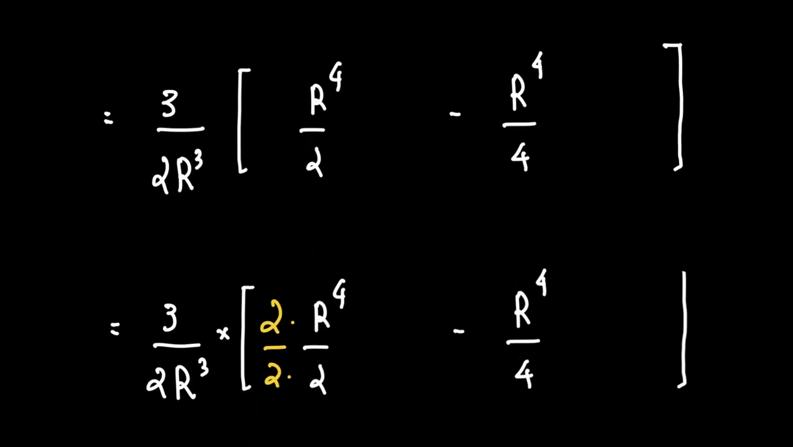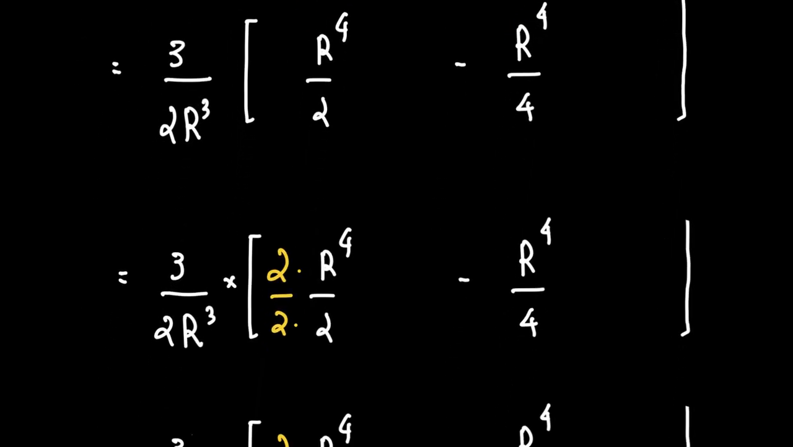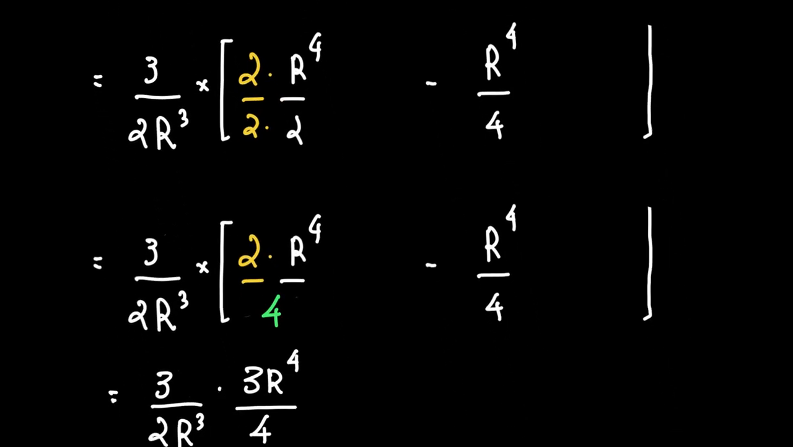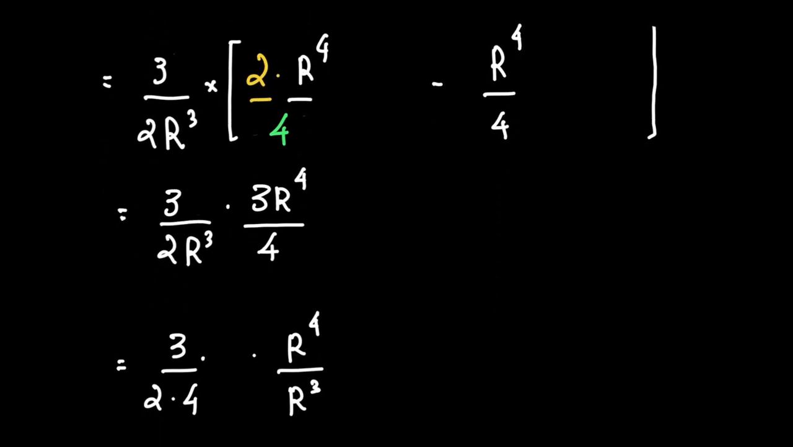Now for the ease of calculation, I'll multiply a 2 in both numerator and denominator. This becomes 2 r to the power 4 by 4 minus r to the power 4 by 4. Now we have the common denominator. 2r raised to 4 minus r raised to 4 is r raised to 4 by 4.